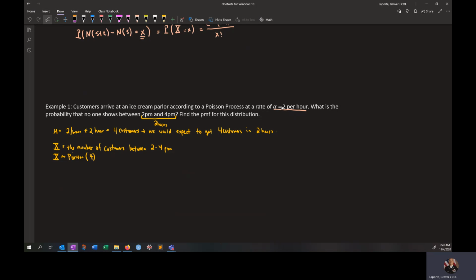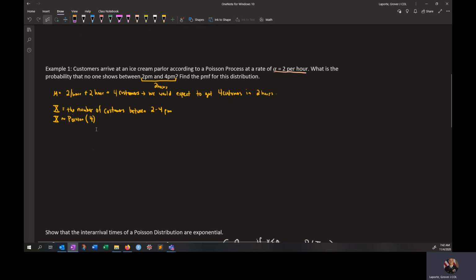We talked about it could be 3 per hour, 4 per hour, but in this particular case, we're seeing 2 per hour. And then we want to find some kind of probability of the number of things that occur inside some time window. In this case, between 2 and 4 p.m., but it could have been between 3 and 5 p.m. or whatever. We want to find the probability in those 2 hours, so we have to calculate how long that is, and we also want to find the PMF. So we want to find the probability mass function for this distribution.